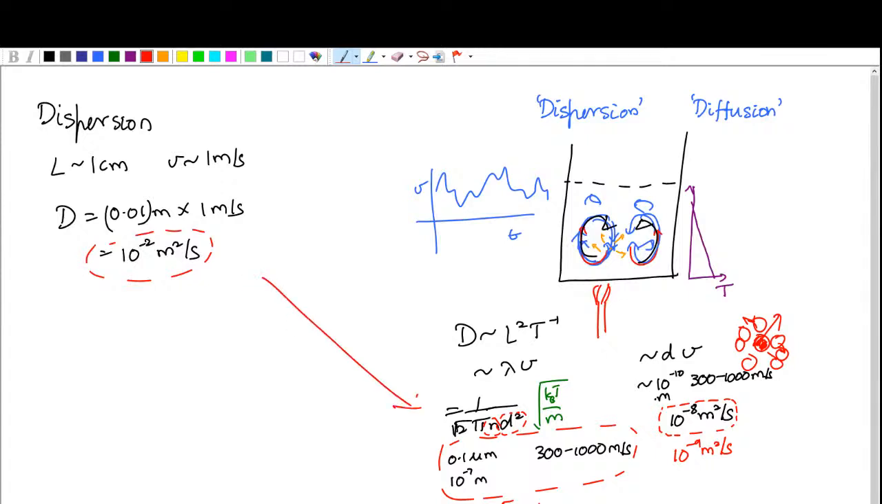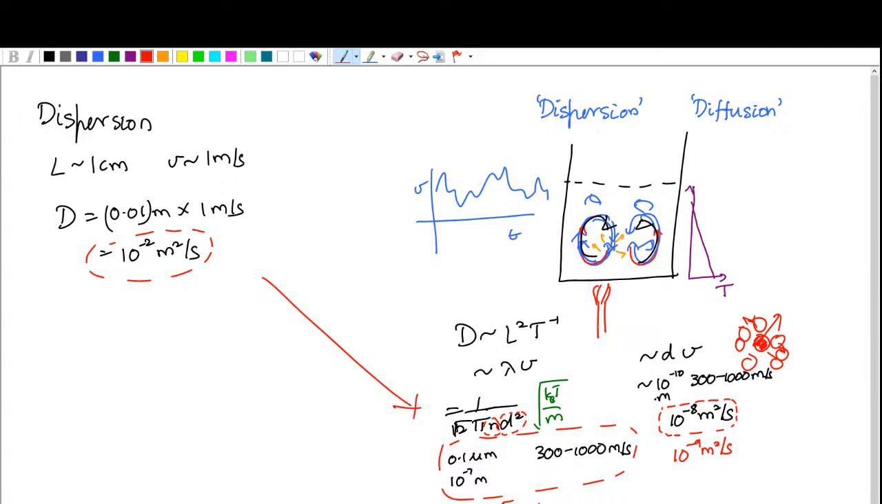And that is because even though the molecular length scale is much smaller, the molecular velocities are much larger, but the product of those two, for dispersion, for the large scale fluid motion, is larger than what it is for the diffusion coefficient. So that is an explanation of why dispersion and diffusion are different, and why dispersion is not considered a molecular phenomenon, because what is driving dispersion is the flow.